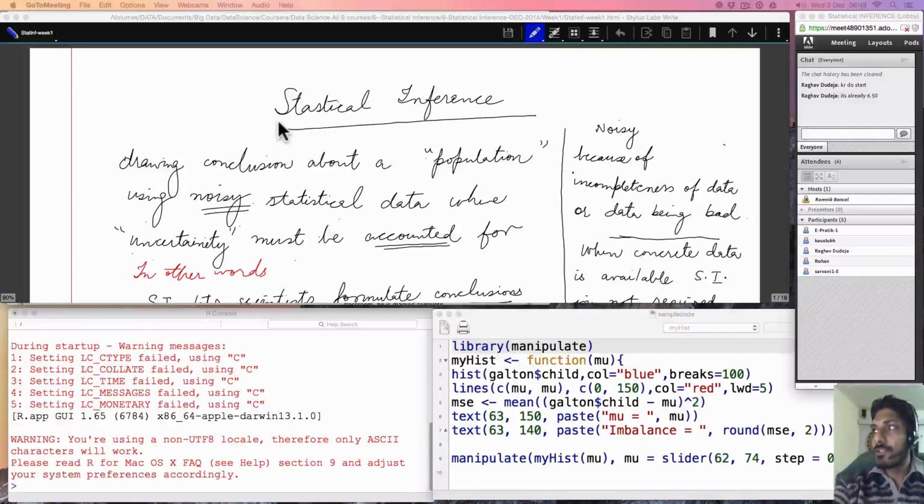Okay, good morning, everyone. So we start the sixth course today. The name of the course is Statistical Inference. Well, I've made a spelling mistake here. So what is statistical inference? Let's first understand that.